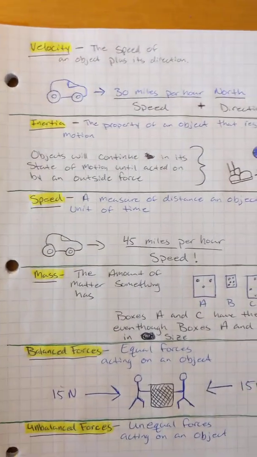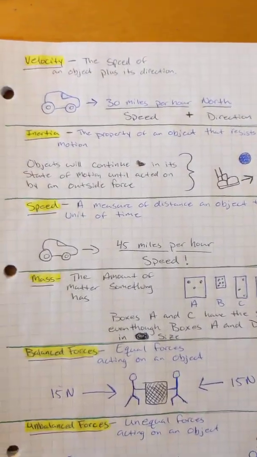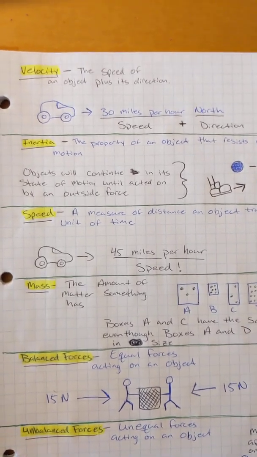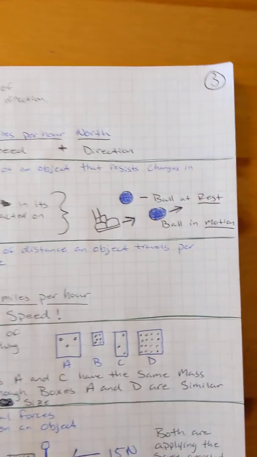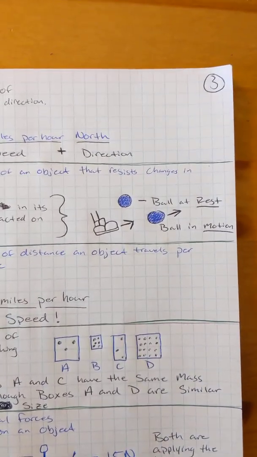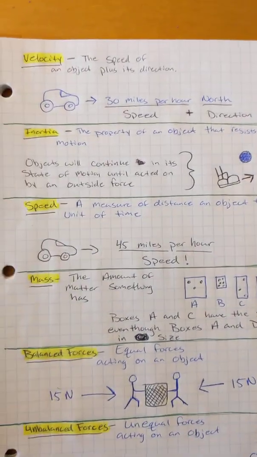Inertia is the property of an object that resists changes in motion. So objects will continue in their state of motion until acted on by an outside force. So there's a picture of a ball that's just staying there. It's just at rest until someone kicks the ball. Then the ball goes in motion.